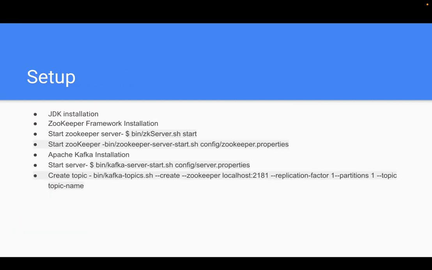What are the installation steps for setting up Kafka in your system? First we will need to install JDK, if we are going with the Java configuration. Then we will install Zookeeper and start the Zookeeper server, using the bin zookeeper-server-start command.